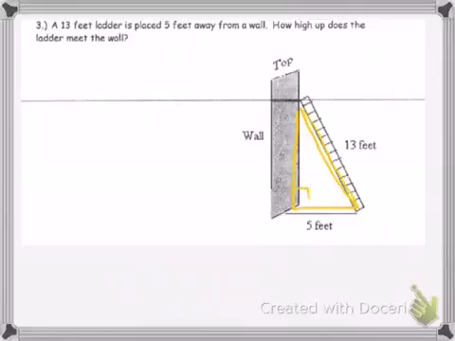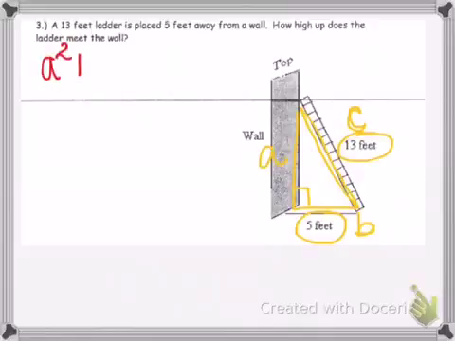And we're going to mark what we know. Here's my right angle. I don't know this side, I'm going to call it side a. I know this side and it forms the right angle, so that is a leg, and we'll call it side b. And this side of the right triangle is the hypotenuse, which is 13 feet.